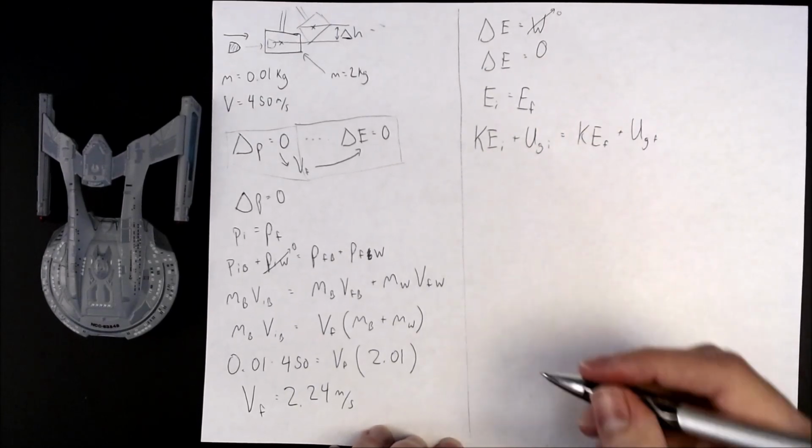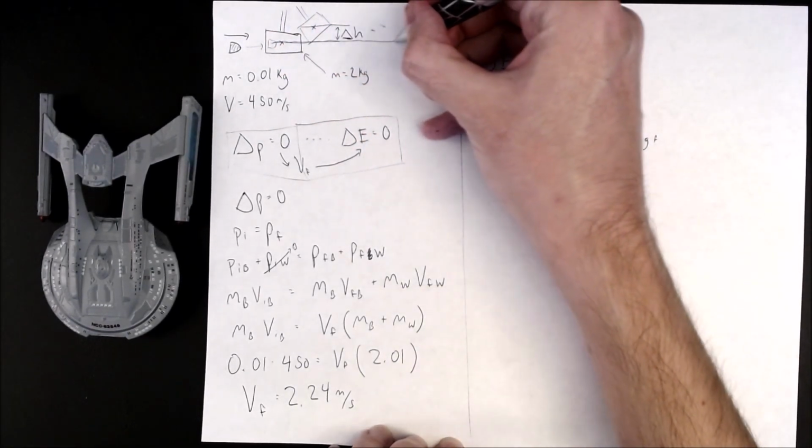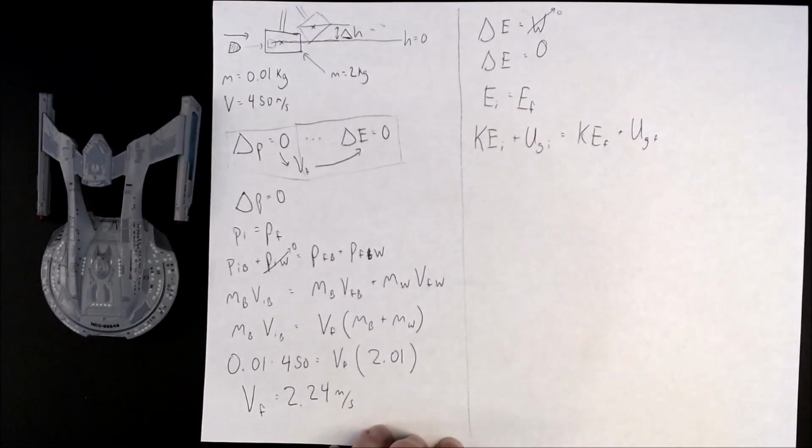Let's determine where to set h equal to 0. I'm going to say we should set h equal to 0 at the center of mass of the block. So that's going to say that the initial potential energy is 0. Kinetic energy initial: I want you to think about what the initial kinetic energy is going to be. Is it going to be 0? Is it going to be something else? I'll give you a moment to think about that. Okay, the kinetic energy initial should be whatever energy we get from this. It should not be zero.